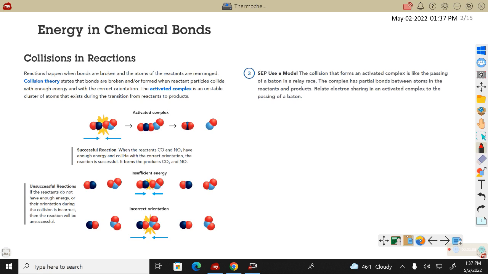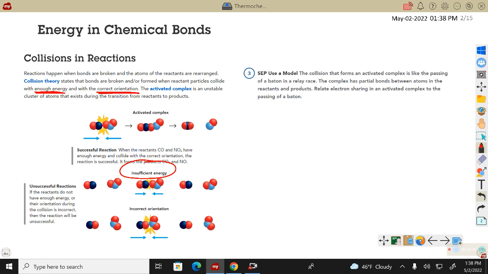There are two rules of a successful collision, and they are that the particles must collide with sufficient energy and proper orientation. So for example, if I have two particles that collide with insufficient energy, there may not be a chemical change that occurs because I don't have enough energy to break apart the bonds on the reactant side. If I don't have enough energy to break apart the bonds on the reactant side, then I really can't rearrange those atoms and form any new bonds on the product side.